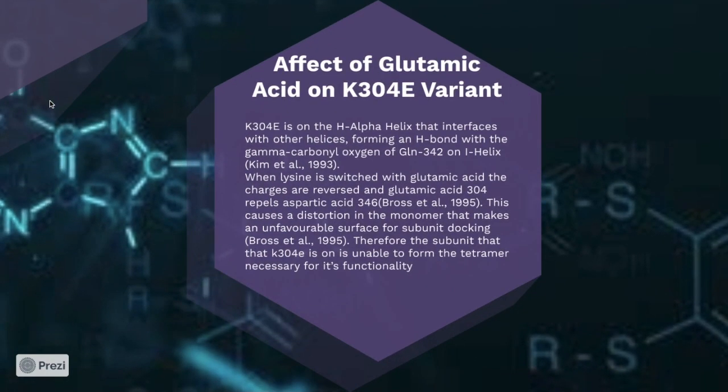The result of this is that the negative side chain of glutamic acid repels aspartic acid 346 on another helix. What occurs is a distortion in the monomer or subunit that makes an unfavorable surface for another subunit to dock. Thus, the enzyme is unable to form properly, impairing function.